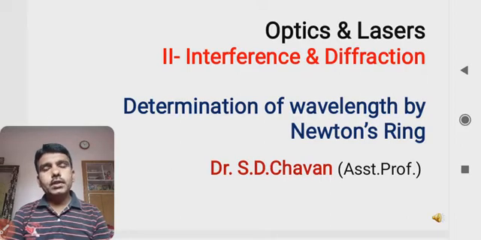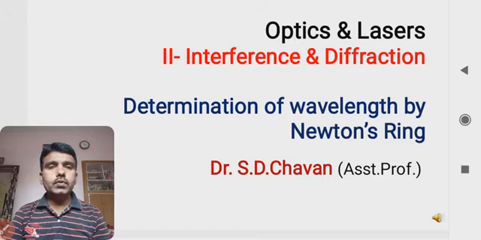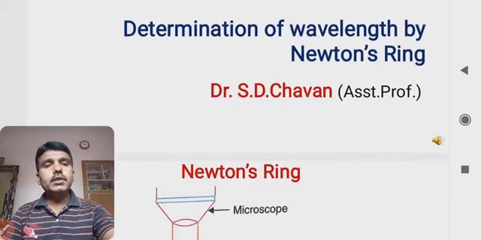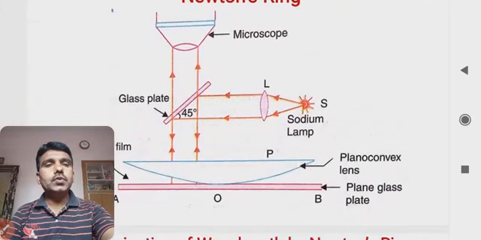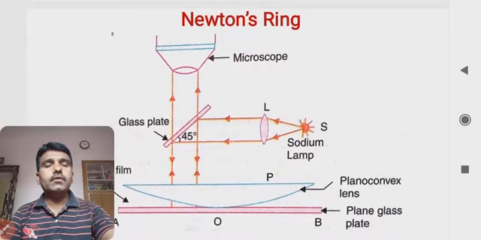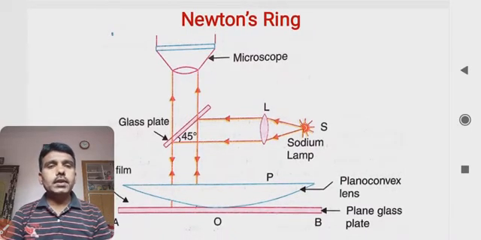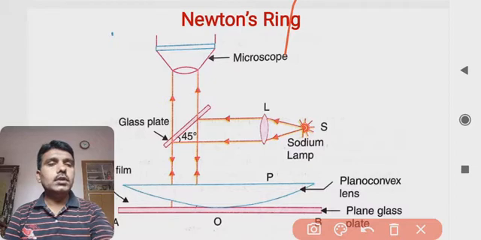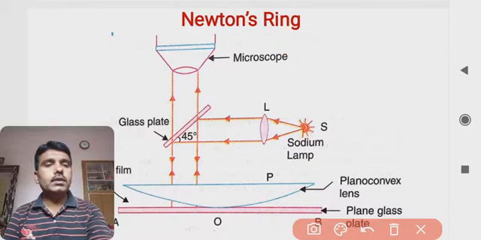So today we will see a very small part related to the same Newton's ring, and how to determine the wavelength by Newton's rings. For this, the same experimental setup is used. We know from the previous session how the setup is arranged: there is a sodium light, an ordinary light source, and in front of it a lens through which the light is incident.